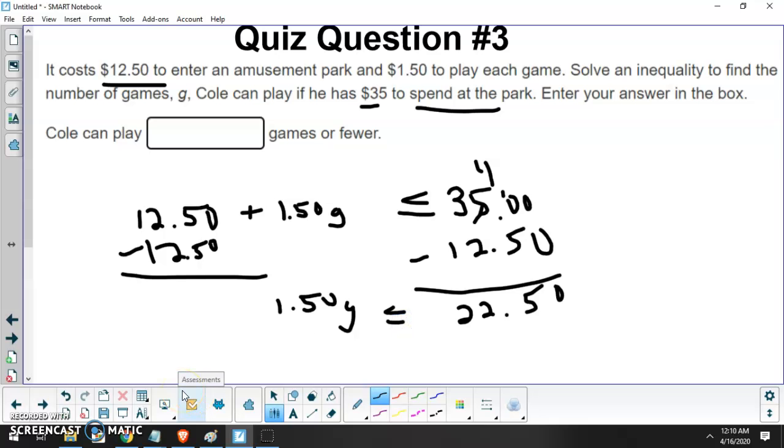All right. So for sake of time, I'm going to just pick up a calculator here and type it in. Let's see what that is. All right, how many games can he play? All right, so I got 15. So he can afford to play 15 games or fewer. Okay, hopefully that makes sense then.